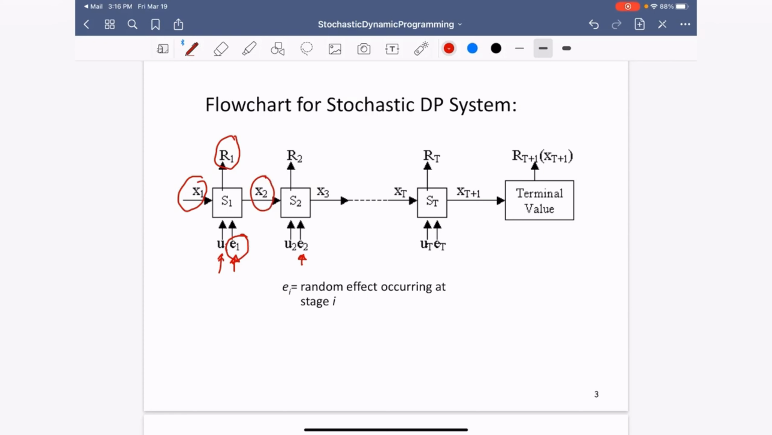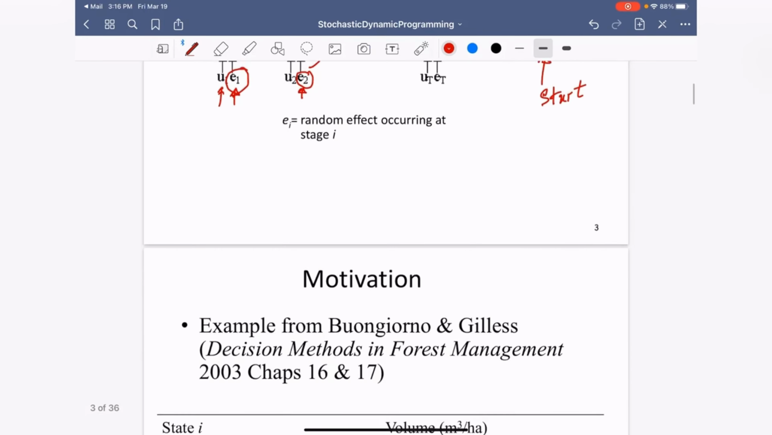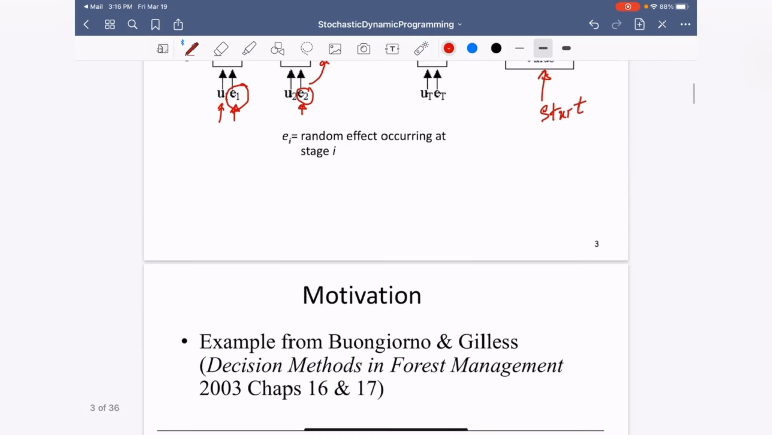That then, along with this random variable, determines the level of x2. Then given x2, again, we have a decision we make whether or not to harvest and how much to harvest, given by U2. And then going to the next stage, to x3, we have this random effect. And of course, we're going to get out this fixed return R2, and so on all the way out to this terminal value here. What's interesting with stochastic dynamic programming, just as with non-stochastic dynamic programming, is that we start at the terminal value. We start our method for solving these kinds of problems by beginning at the terminal value.